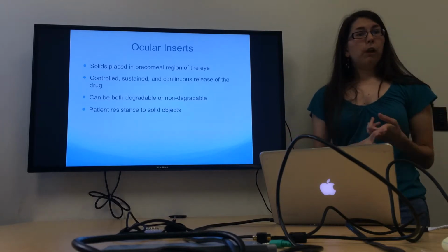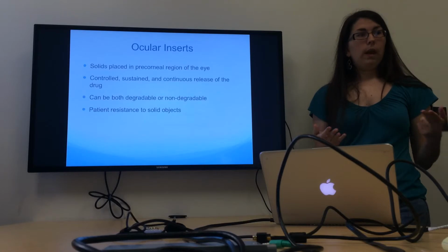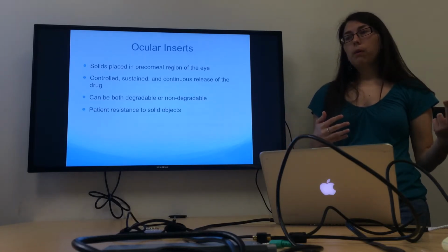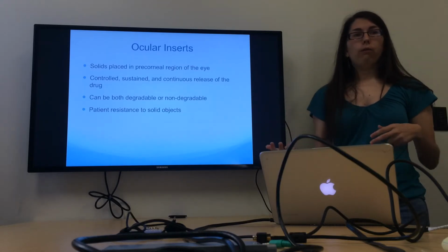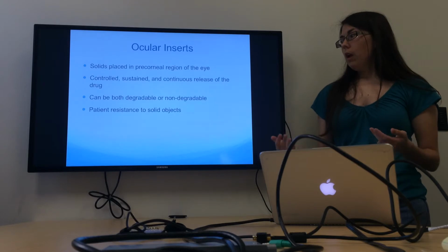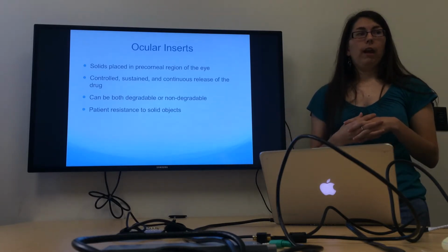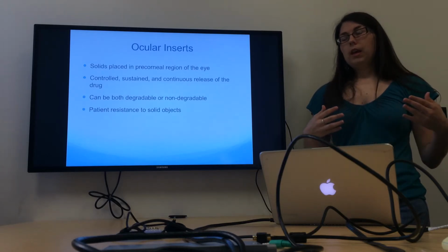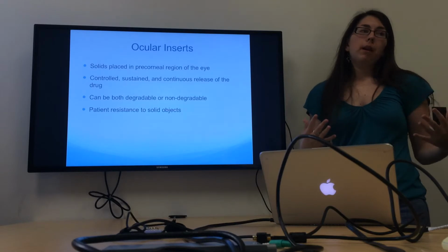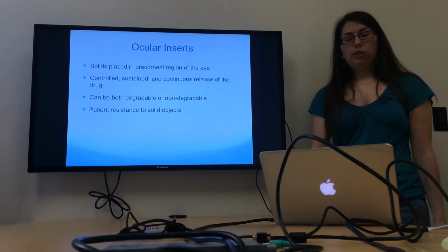Some of the inserts can be degradable, which means that after a period of time when there's no drug left, it'll just degrade in your body. You don't have to remove them. But you also have ones that are non-degradable, and those you would have to go back in for surgery or whatever, go back to the doctor to get them removed. The main problem with these is a lot of people do not like having solid things in their eyes. Even if you don't feel it, just the idea would be resistant. But depending on the material, you might actually be able to feel it, which could definitely cause irritation.